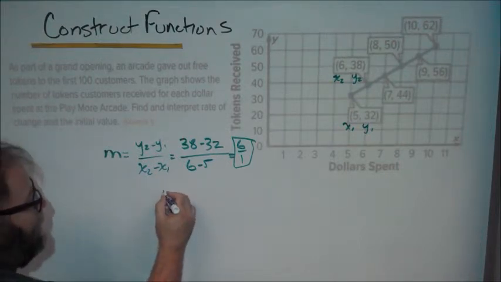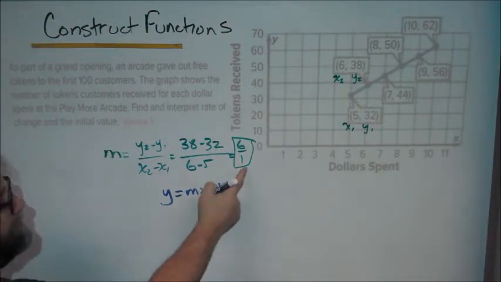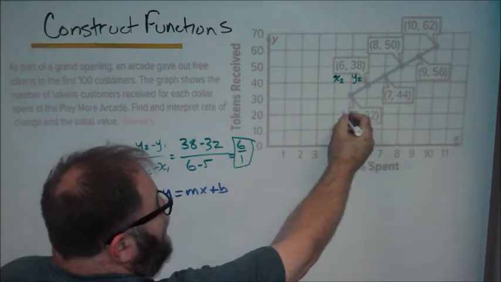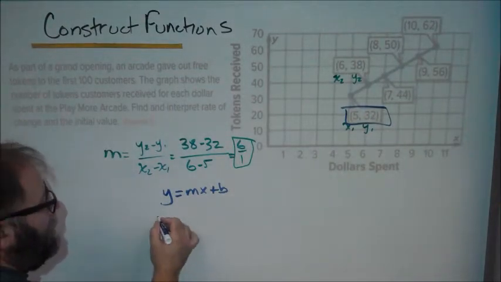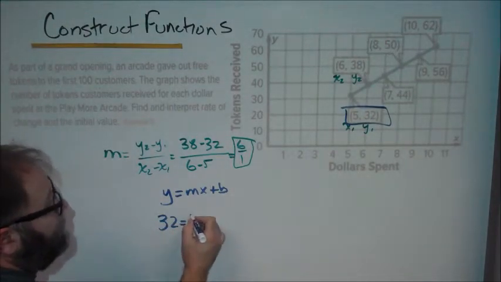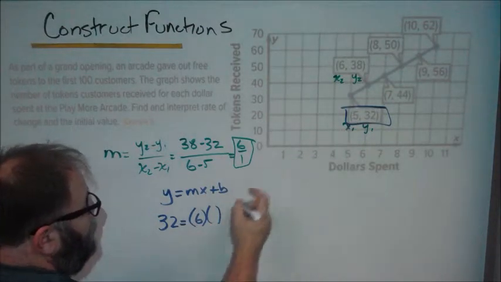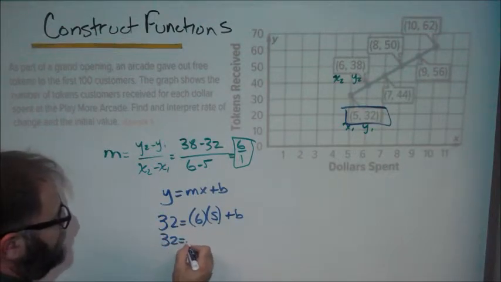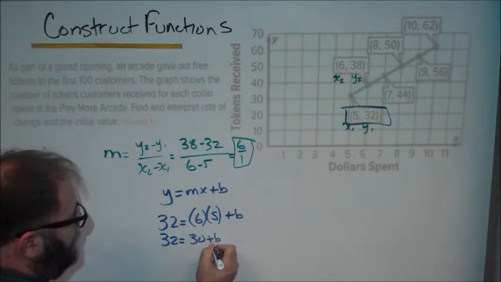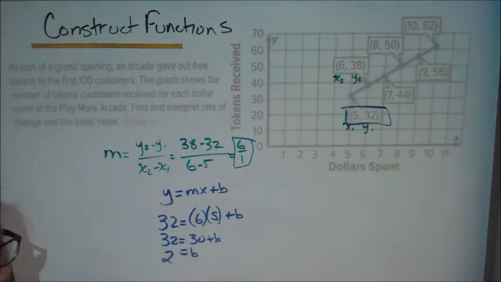I've got y equals mx plus b. We know the slope. Let's get an input and output from the table. How about just that 5 and 32? That'll be pretty simple to use. So our output was 32, and that equals the slope times our input, which was 5, plus b. And that's 32 equals 30 plus b. Subtract 30 from both sides, and we get b equals 2.